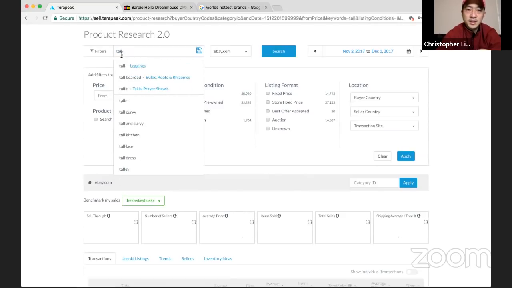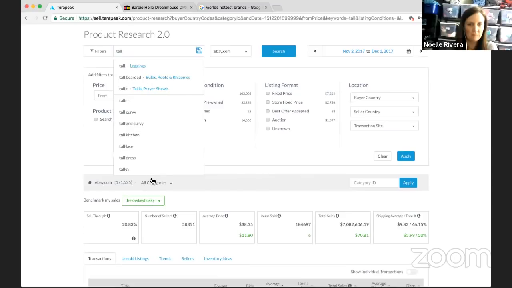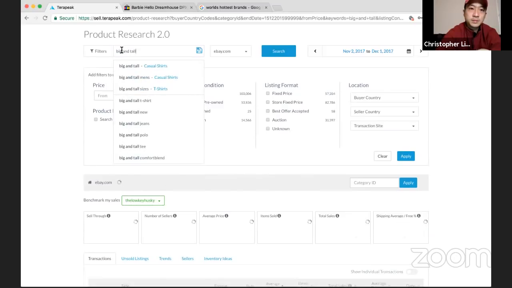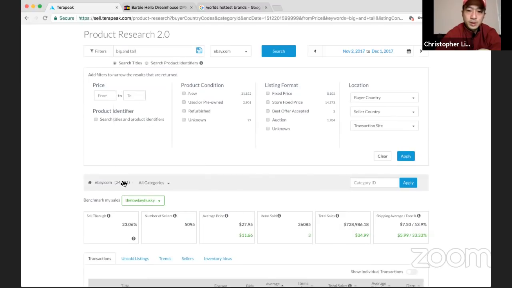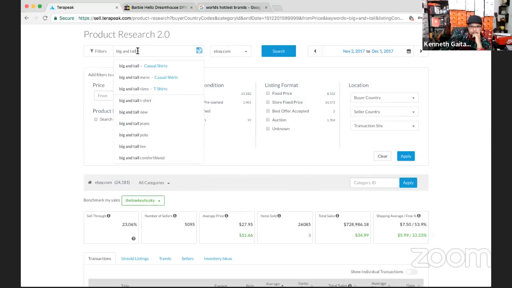Tall? Big and tall. Big and tall is pretty good. Only 5,000 sellers. Actually, that's still a lot. Sell through is much better for big and tall than it is for petite. But you have to consider that we're only checking within the last 30 days, so seasonality will matter. Is it 30 days? Oh yeah, November 2nd.